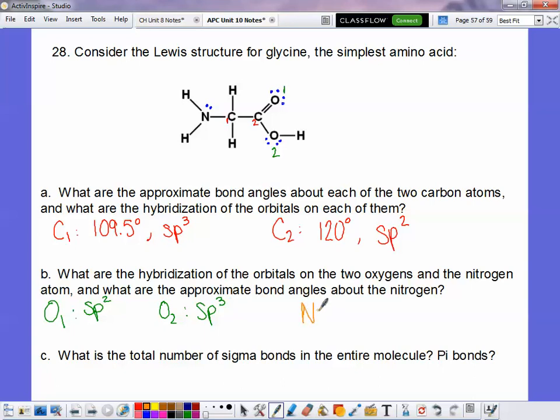And then the nitrogen, we're going to do the hybridization and the bond angle. Well, it has 1, 2, 3, 4 areas around it, so it's sp3 hybridized, and its bond angle is right around 109.5. Actually, because there's that lone pair, it's a little less than 109.5.